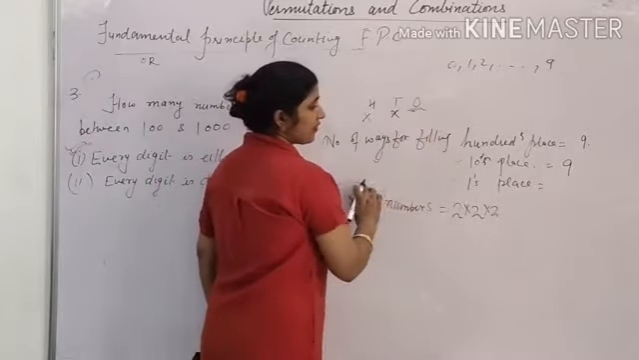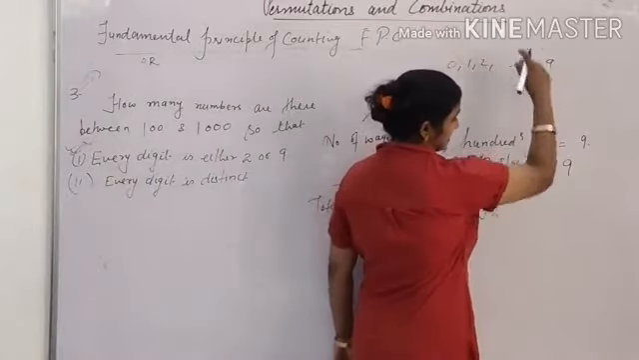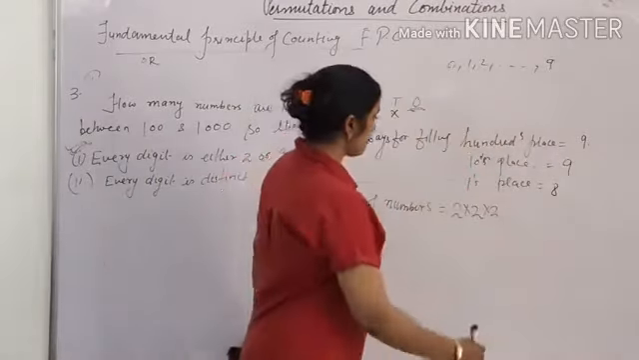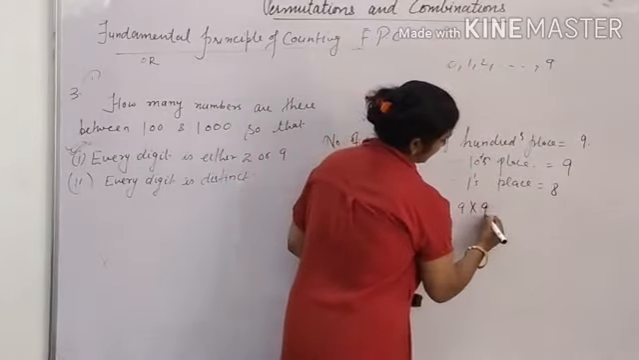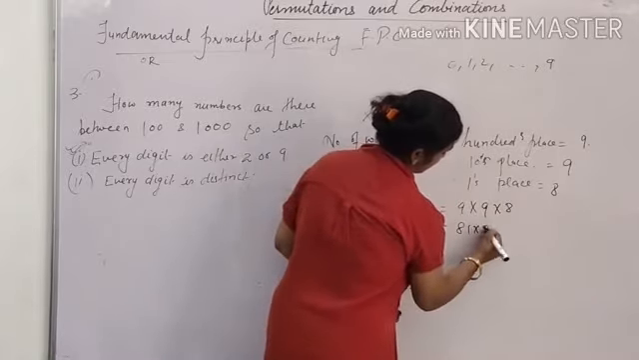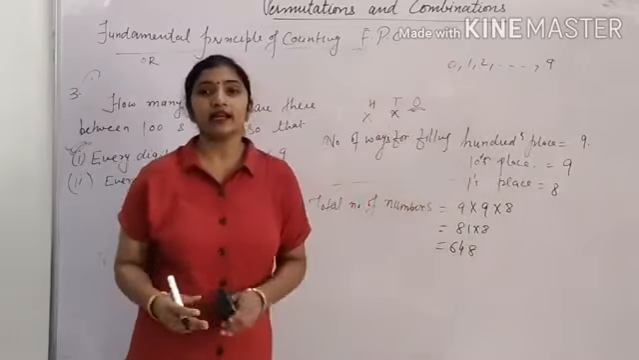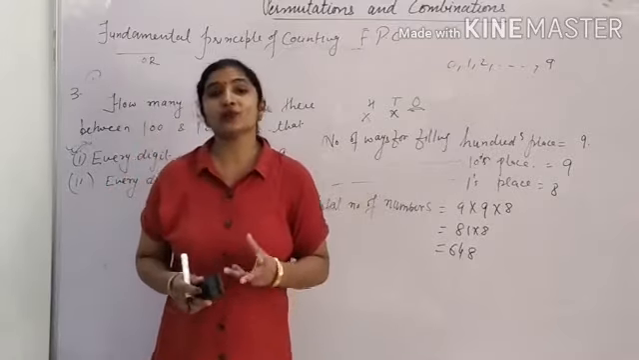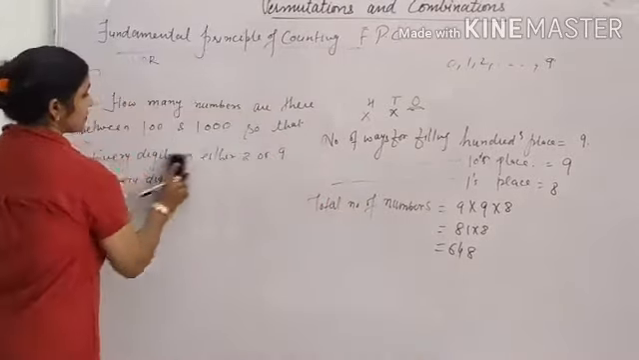Now the number of ways for filling the units place, or ones place, is 8, since 2 digits are already used. So the total number of ways will be 9 into 9 into 8. So it's 81 into 8. This is 648 ways. So students, you can do many more problems related to these. Now we do the problems.